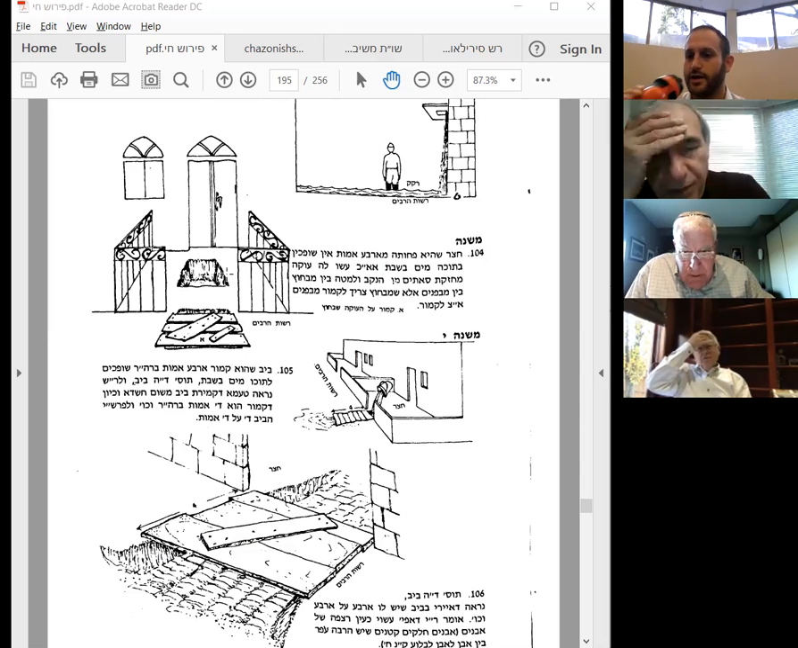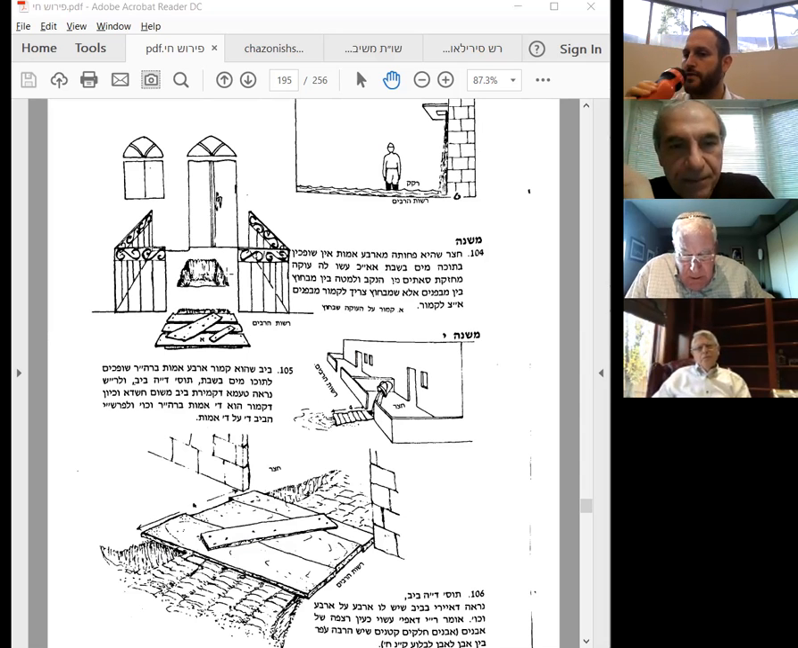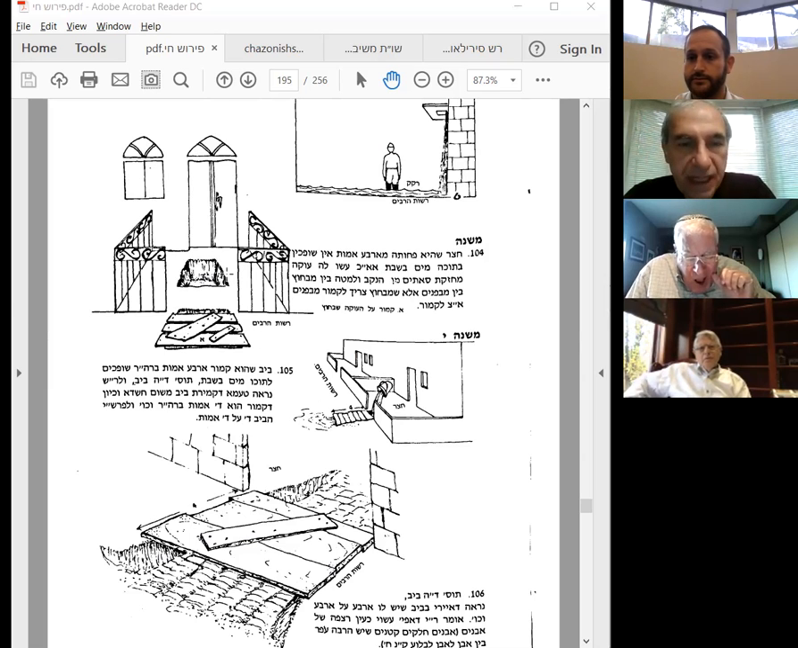Sorry, maybe I'm missing something basic, but if you have a chutzner and there's an eruv, what's the issue with bringing water into the chutzner?